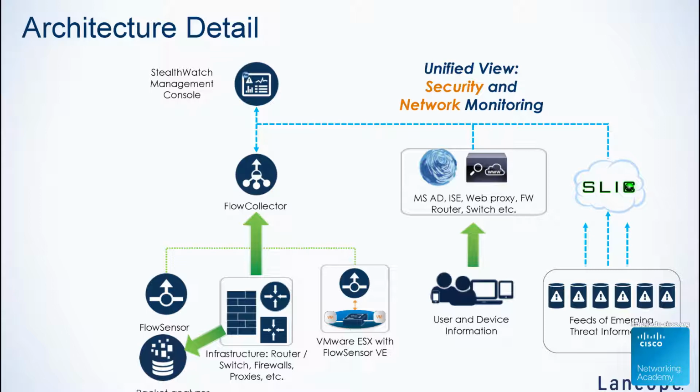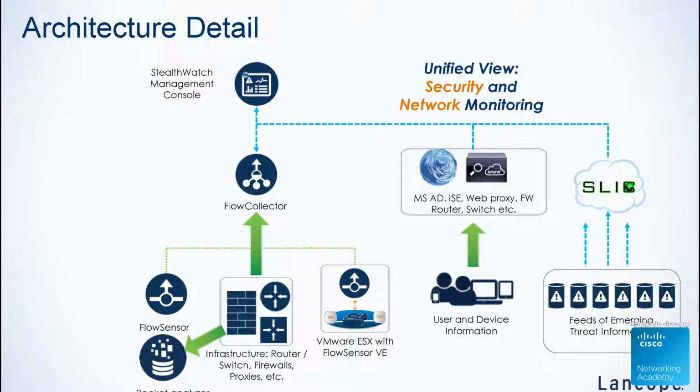There's a virtual version of the flow sensor, and that helps out with VM to VM communication on the same host. So if we've got two virtual machines sitting on the same physical host, communicating inside the hypervisor using the virtual switch, it will never touch the network and you'll never get NetFlow, unless you use Nexus 1000V instead of the vSwitch.